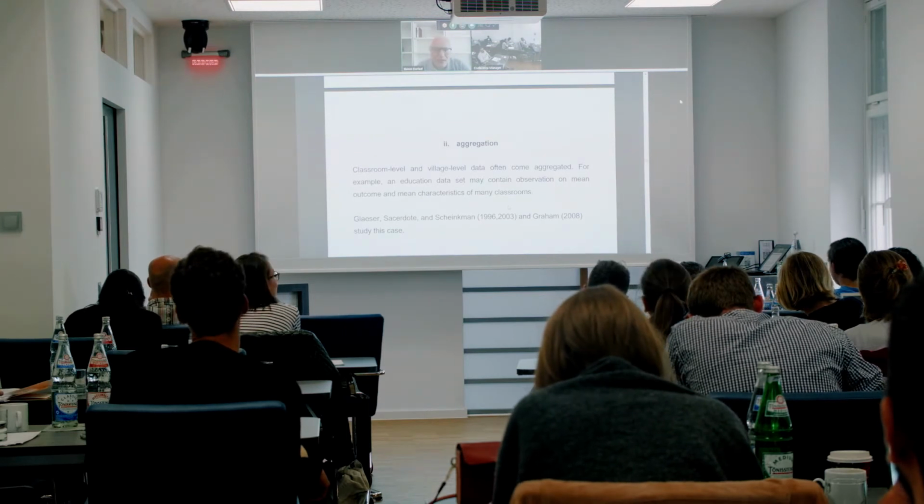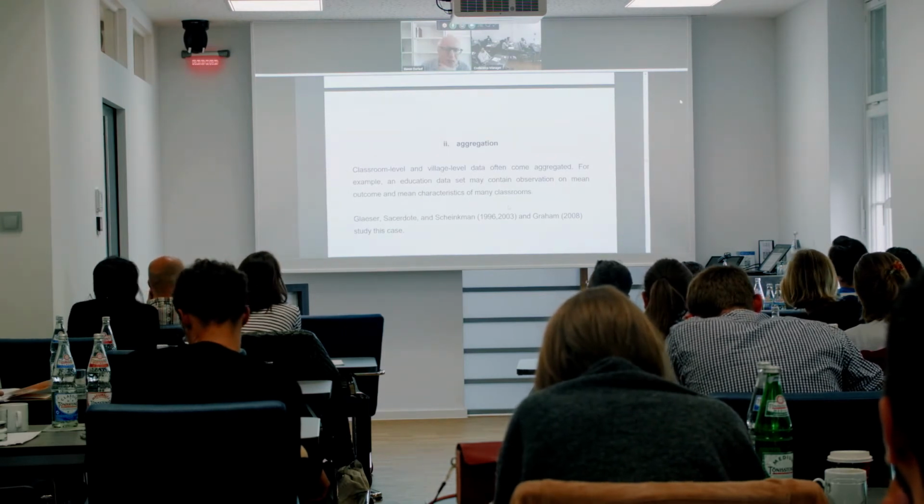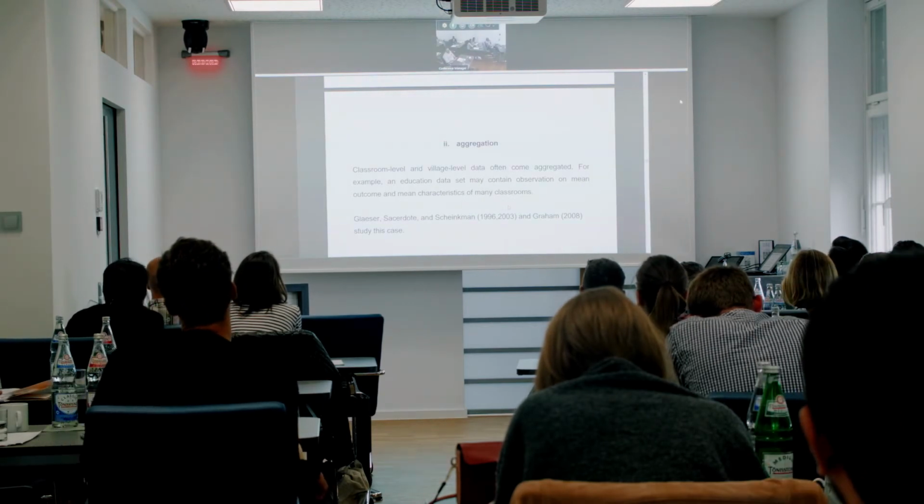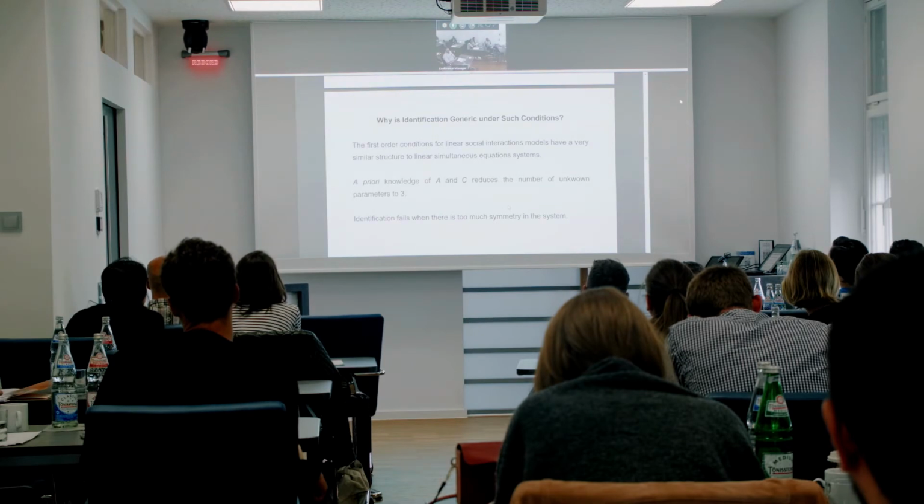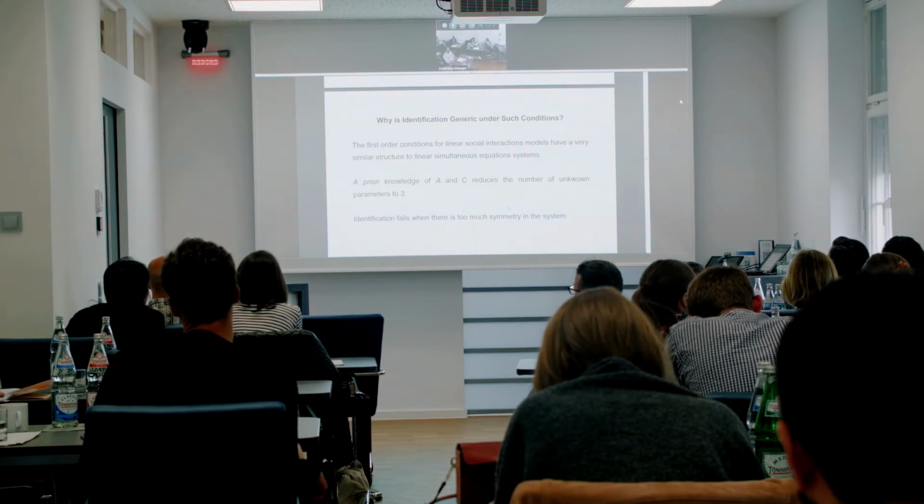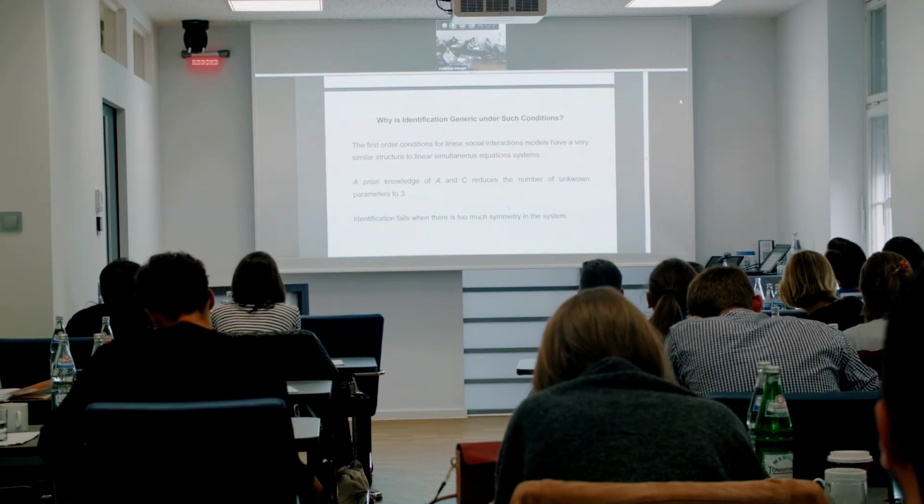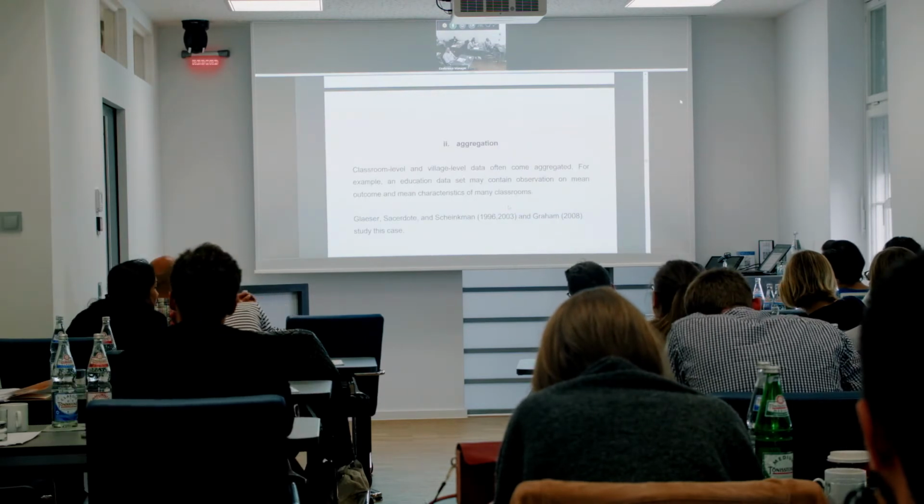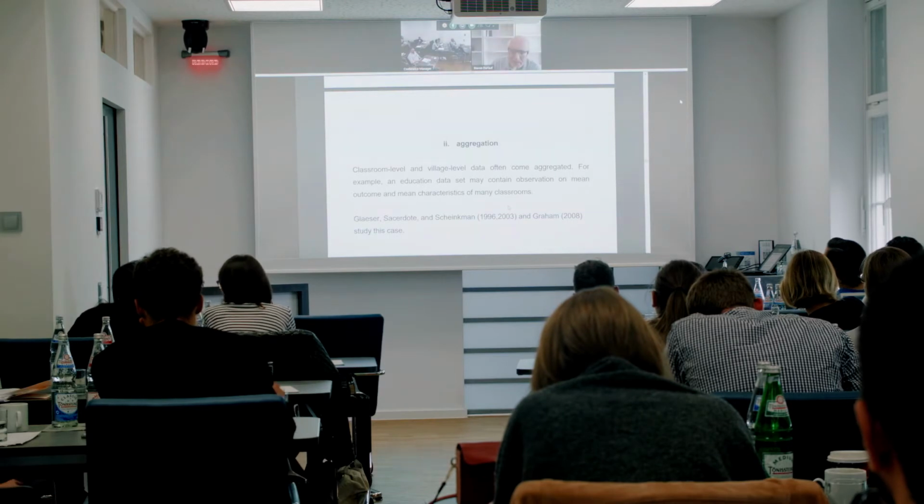The answer is poorly. So let me then say that the second thing that one can do is to analyze data from aggregates. Okay, so the first positive result is if you know social structure, almost always you can identify social interactions. The second question is, what if I only have aggregate data?